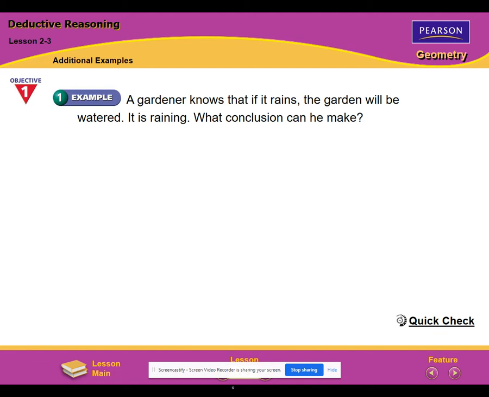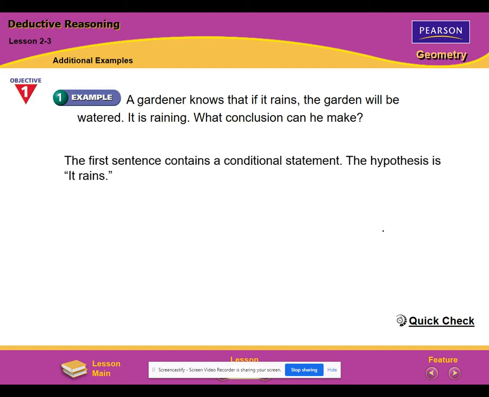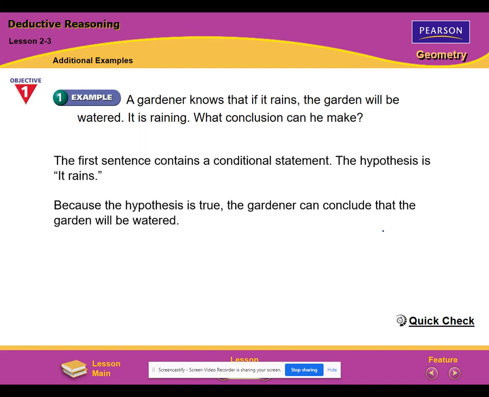Basically, you're being told in a conditional statement, if hypothesis, then conclusion, that the hypothesis is true. If it rains, then the garden will be watered. It is raining. The hypothesis is true. What you can conclude then is that the conclusion is true. If hypothesis, then conclusion, the conclusion here is the garden will be watered. You can conclude that that is true. You can conclude that the garden will be watered. Logical, right? Makes sense. Should make sense.